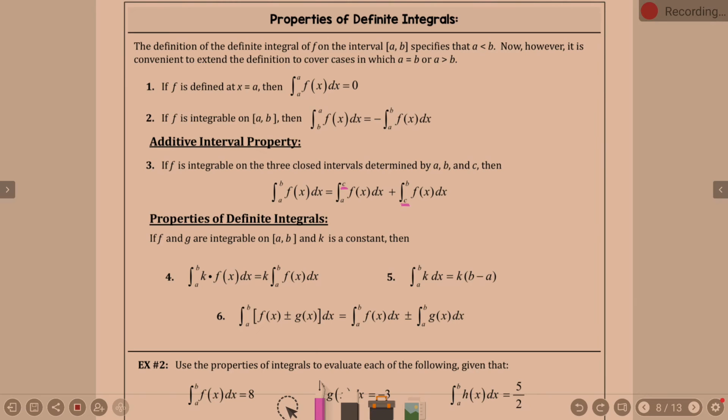And then the bottom one, if you have two terms or more than two terms being added or subtracted within an integral, they can be broken into separate integrals. Okay, so when you have pieces being added or subtracted. Okay, let's try these. We're going to use these properties down at the bottom of this page.